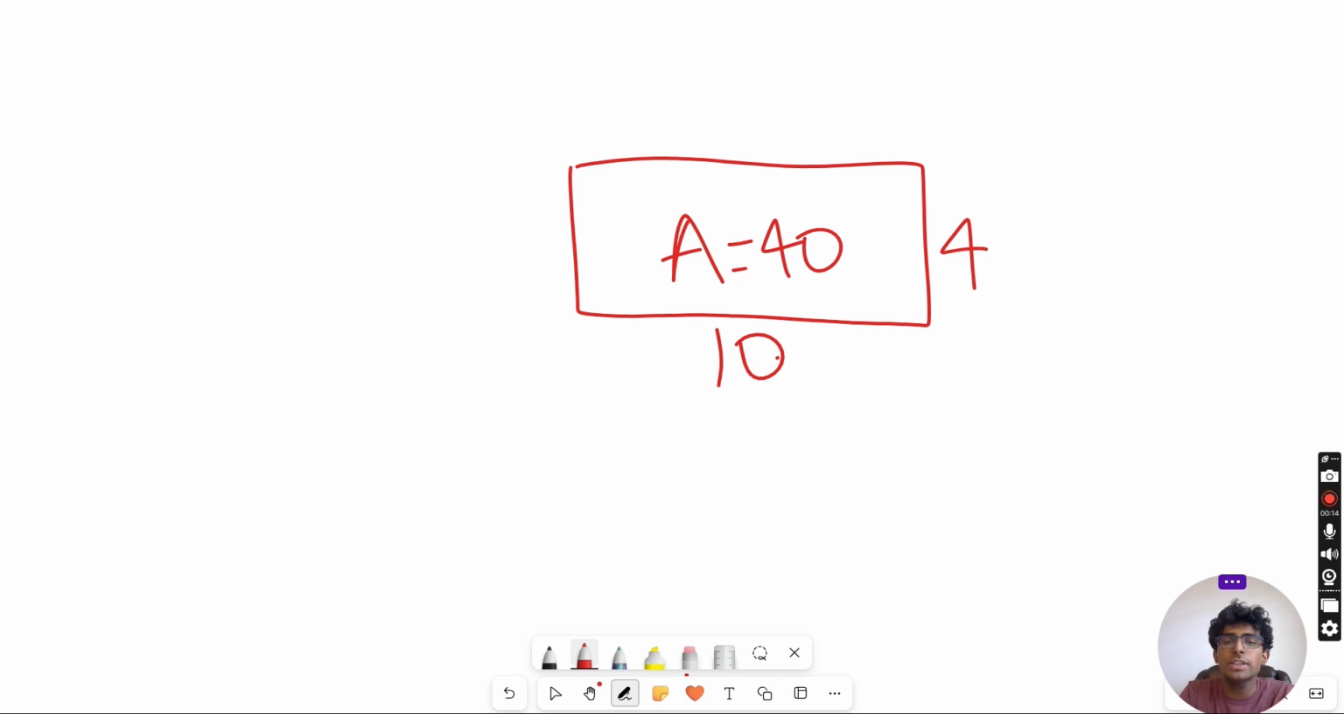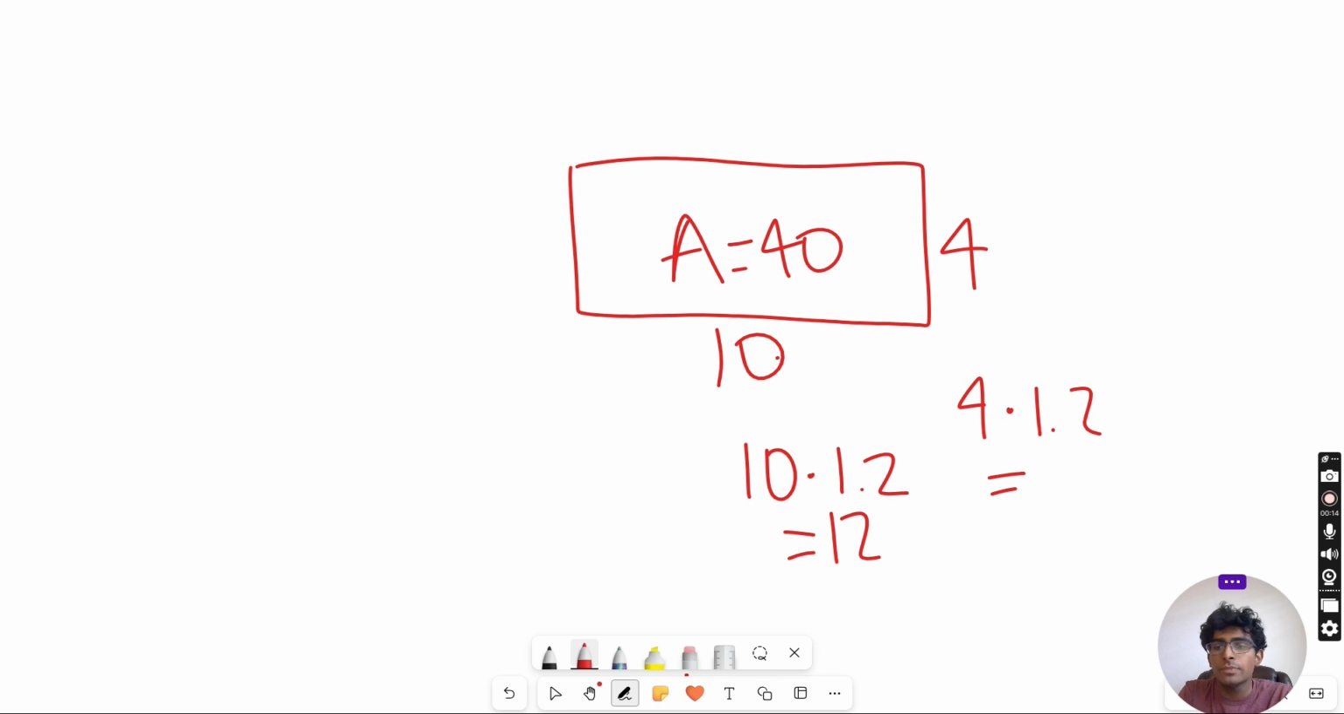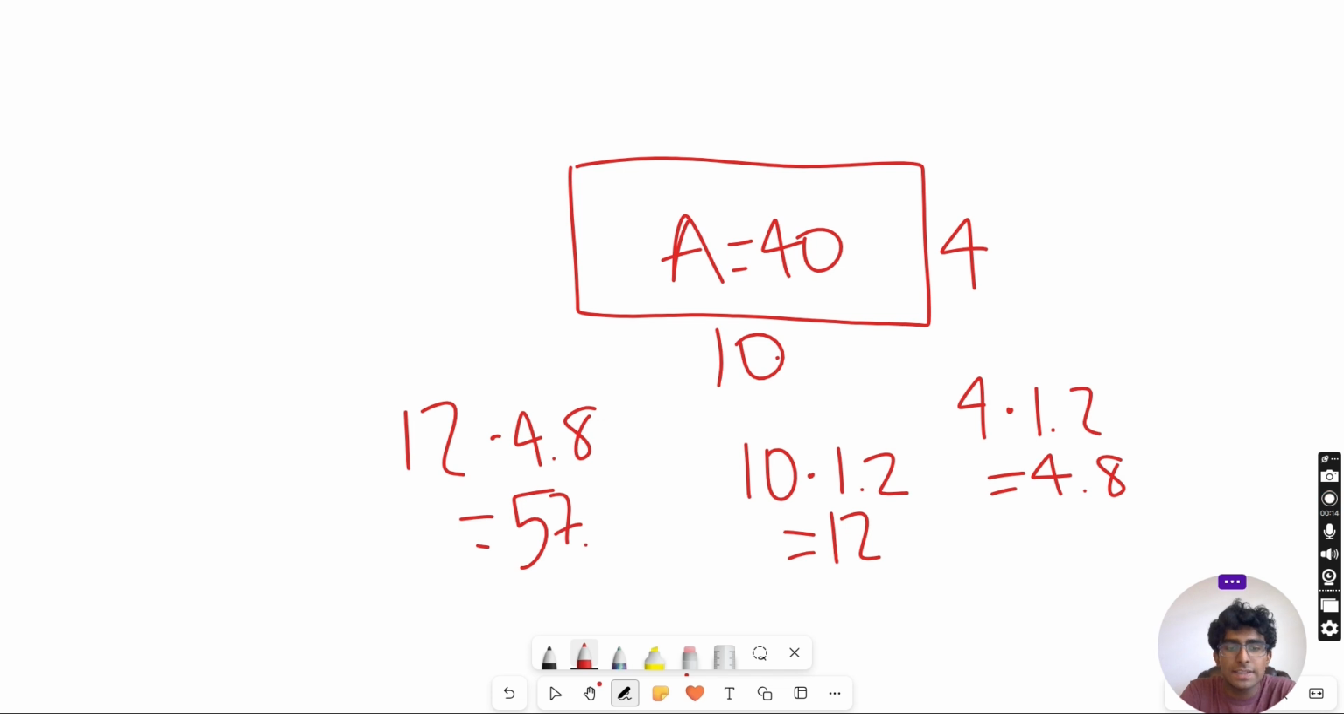But if we were to increase the dimensions by 20%, right? 10 times 1.2. This is just making sure that we're adding on the 20% because we're increasing by 20%. So it would be 10 times 0.2, which would be 2, plus 10, which would be 12. And then 4 times 1.2, 20% of 4 is actually 0.8, so 4 plus 0.8 is 4.8. So now, if we were to multiply 12 times 4.8, and I'm going to use my calculator here for that, we'd have 12 times 4.8, which is 57.6.